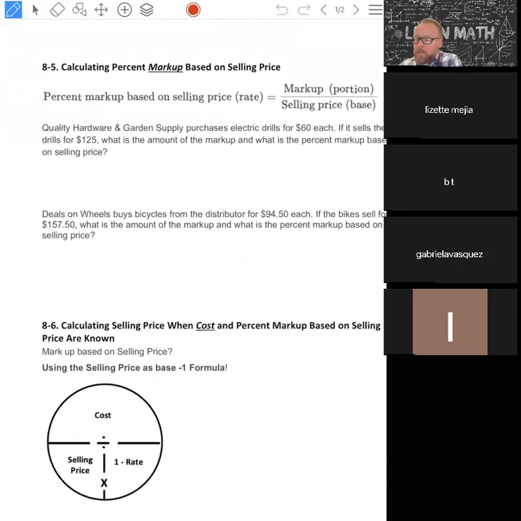The first couple of questions in section 8.5 deal with that. Quality Hardware and Garden Supply purchases electric drills for $60 each. So that's the purchase amount. And if the drill sells for $125, what was the markup amount? Again, 125 minus 60 equals the markup amount. That would be 65. So 65 would be the markup amount.